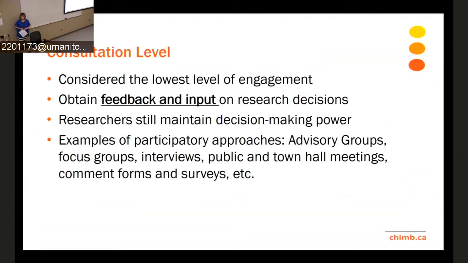Now, when I talk about focus groups, interviews, public town halls, comment forms, and surveys, remember when I'm talking about this, I mean around a research decision and not as part of the research study. So it's always important to just think about that. So say, for example, you want to engage people with lived experience around outcome measures, and maybe you want to do more of a focus group style, you're still informing part of the research process.